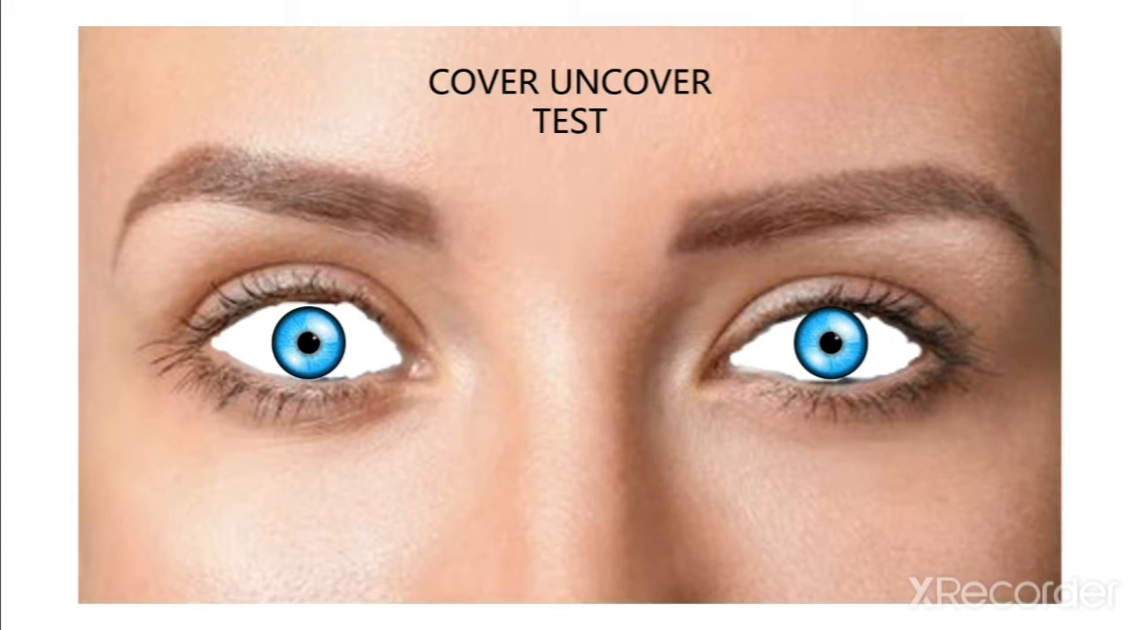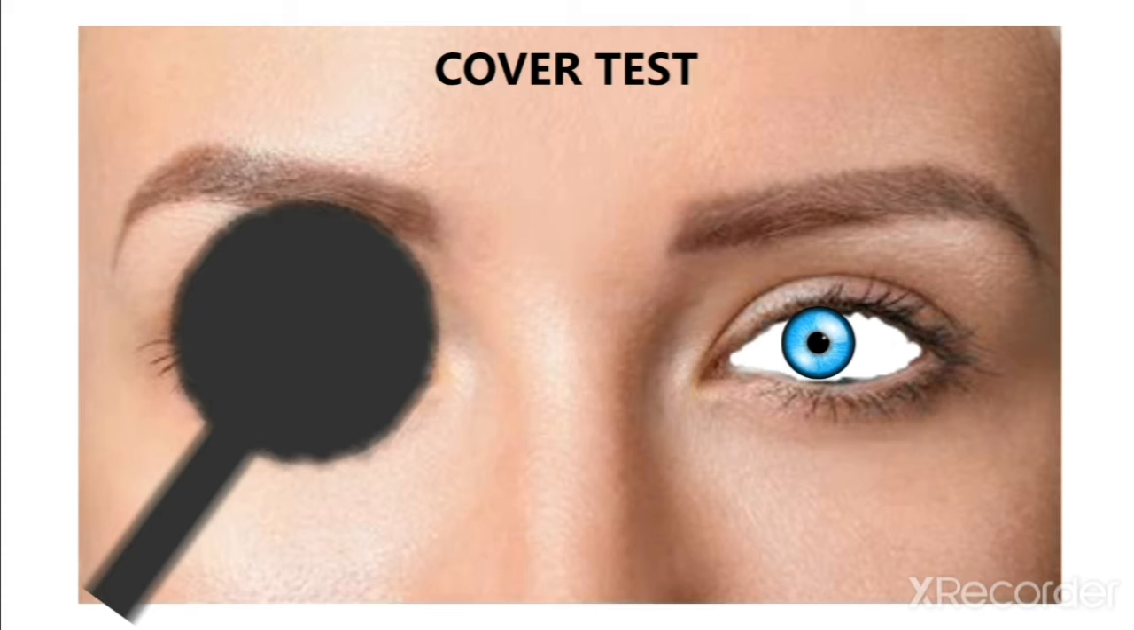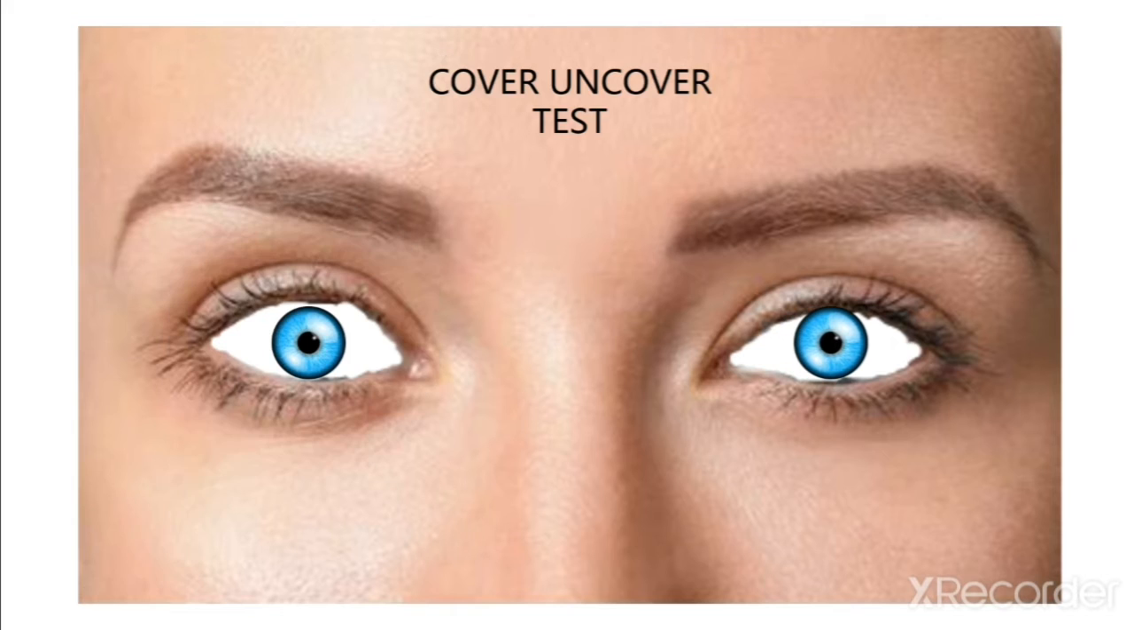Now this is the cover uncover test. This test is performed to find out the presence of phoria. In the cover test we find out the presence of manifest squint, but in the cover uncover test we find out the presence of latent squint. Okay, so how is it performed? The person apparently seems to be a normal person where no deviation is noted. So we need to perform the cover uncover test to find out whether any type of strabismus is present in this patient or not.